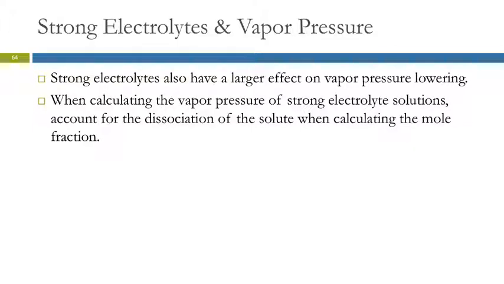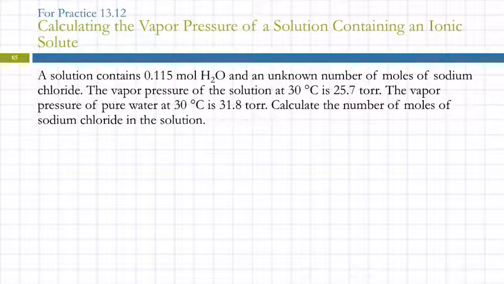So strong electrolytes also are going to have a larger effect on the vapor pressure lowering. So we have to account for the dissociation of the solute when we're calculating the mole fraction. The vapor pressure was calculated using the mole fraction of the solvent and the solute, and so we need to think about that when we calculate the mole fraction. So here's an example.